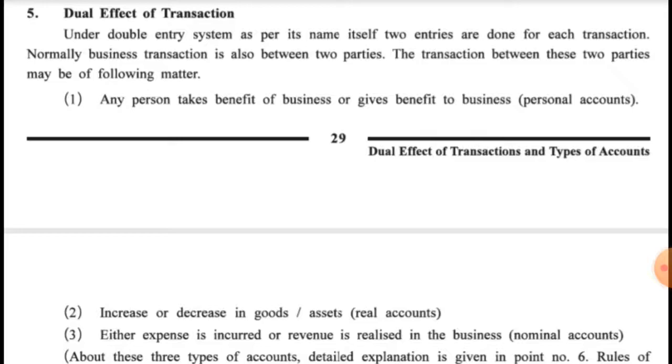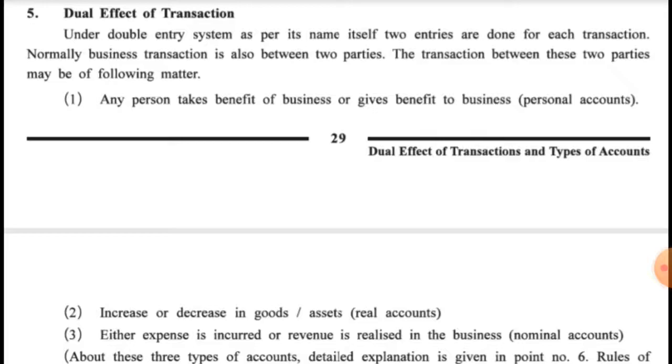So first one, any person takes benefit of business or gives benefit to business. When any person, whether it's an artificial person or natural person, artificial person means any firm giving the benefit or taking the benefit, then it is called artificial person. And when any individual is dealing with the firm, then it is called natural person. So when any person takes benefit or gives the benefit to the business, then it is called personal account.